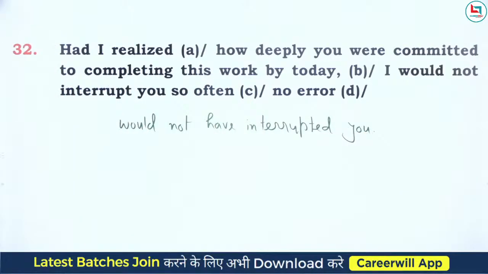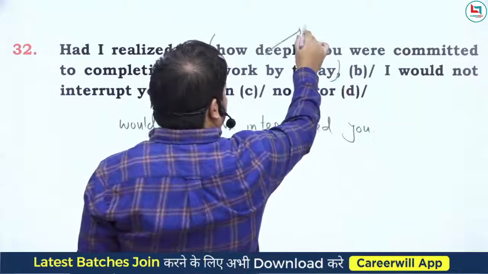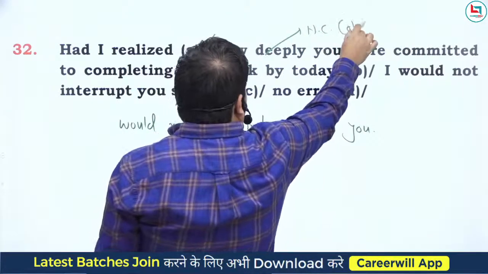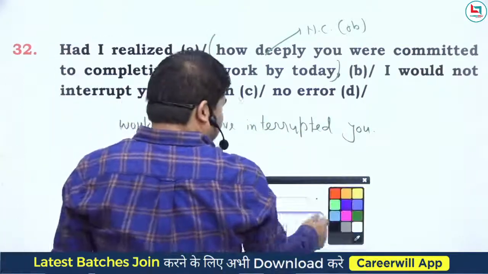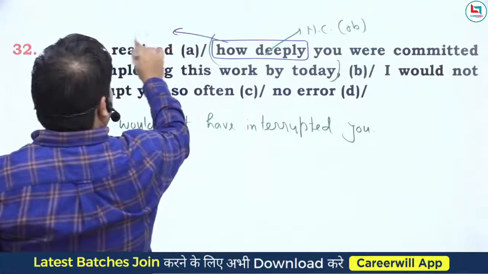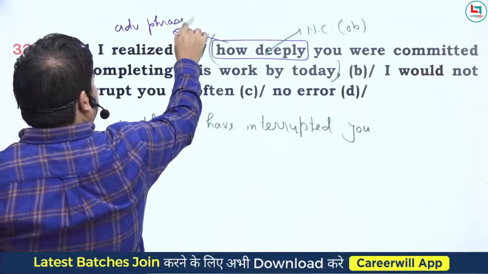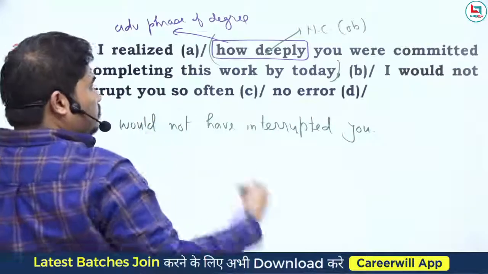Again, if I ask you, had I realized how deeply you were committed to completing this work by today, this is again a noun clause, which is acting as an object of the verb realized, right? If I ask you what is the profile of how over here, or how deeply for that matter, this is an adverbial phrase of degree actually. It is talking about the degree, how deeply you were committed.